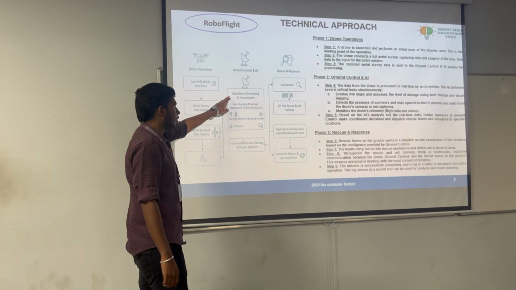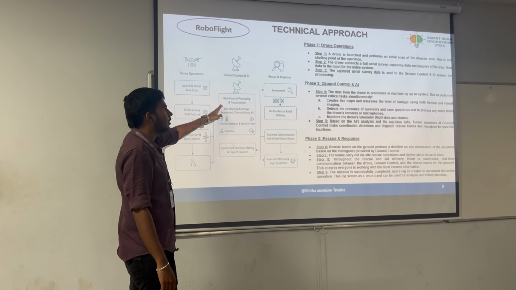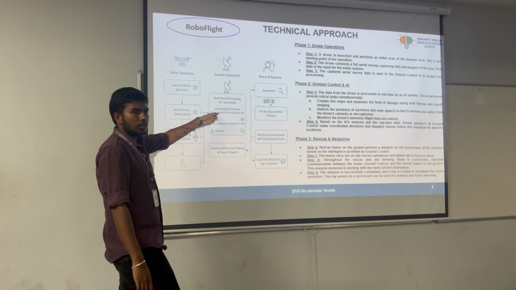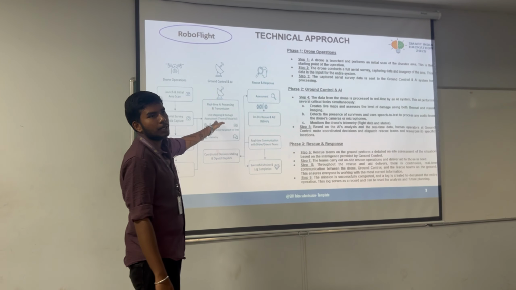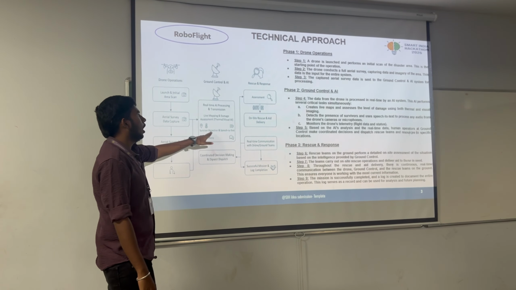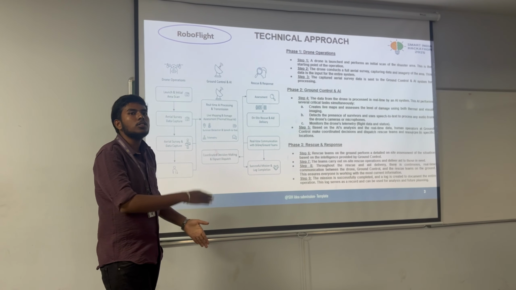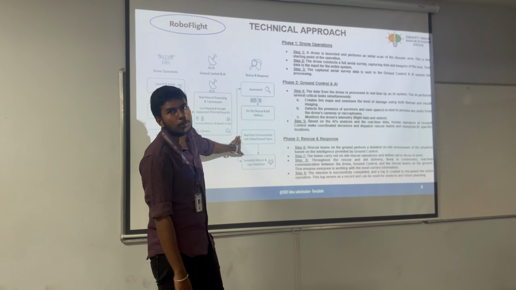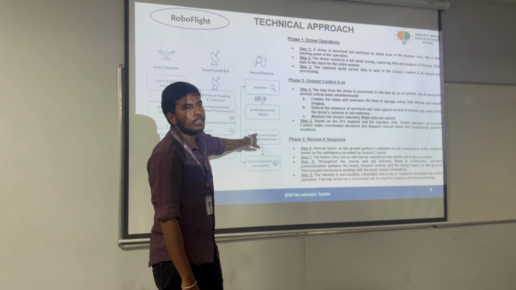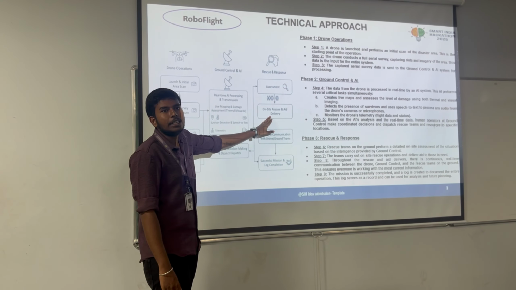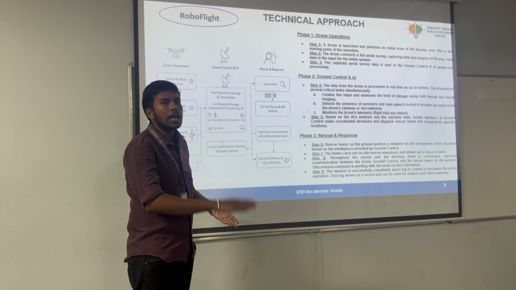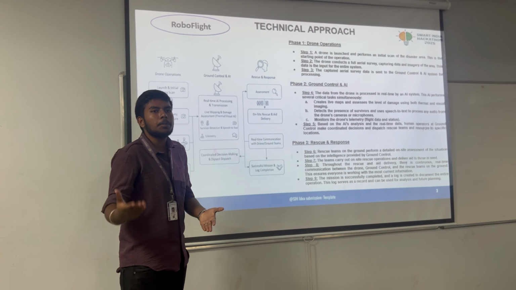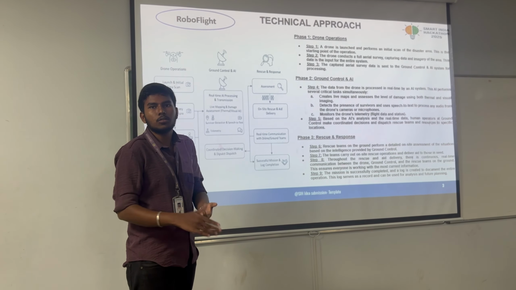Phase 2, ground control. In the ground control, the captured image has been sent to the ground control. The ground control will pre-process the image, and they will feed the live information to the rescue team. And then the rescue and response phase: the sent coordinates or the sent feed is monitored and pre-processed with the rescue team, and they will go and rescue the people who have been affected.